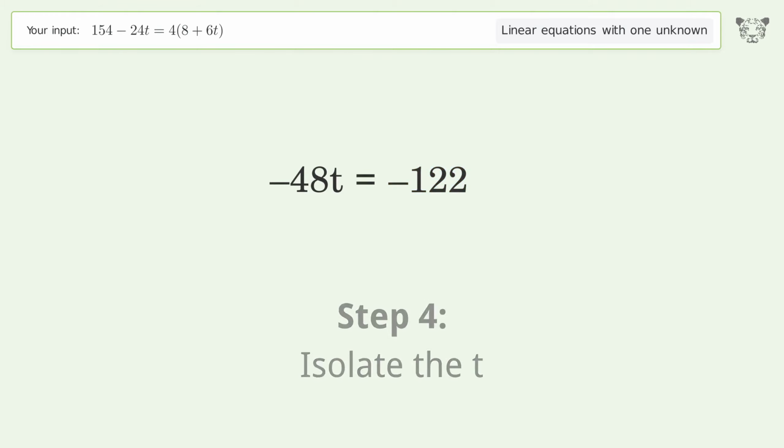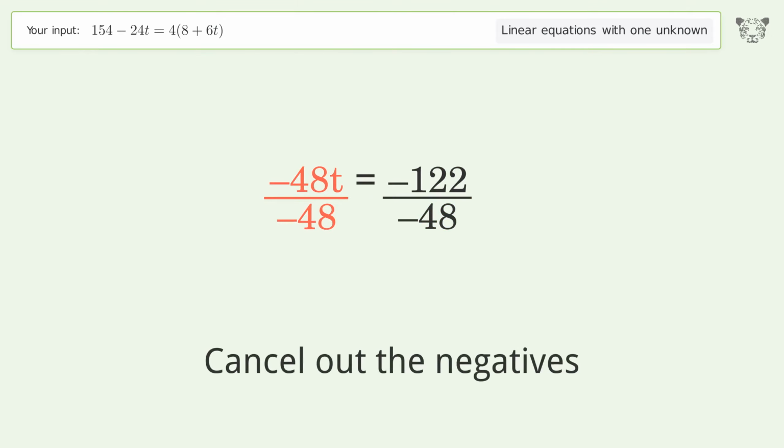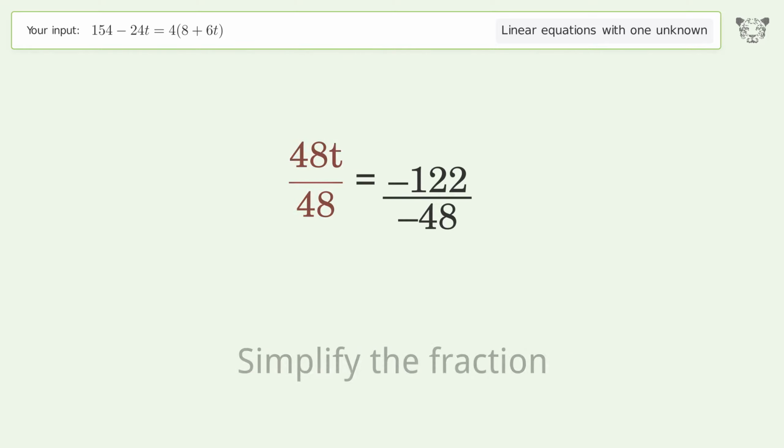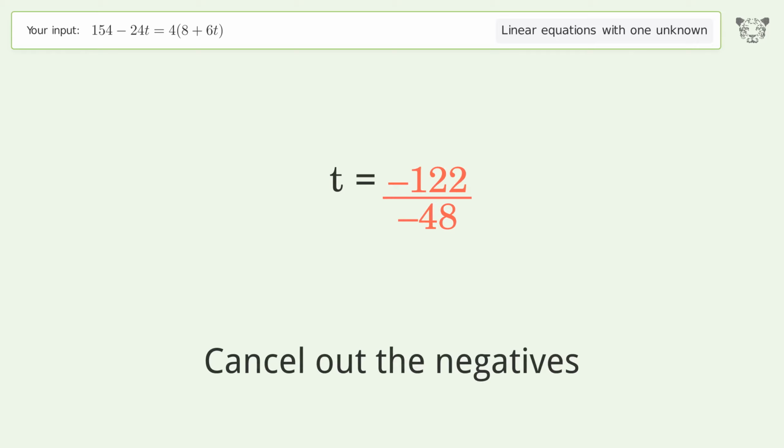Isolate the t. Divide both sides by -48. Cancel out the negatives. Simplify the fraction. Cancel out the negatives.